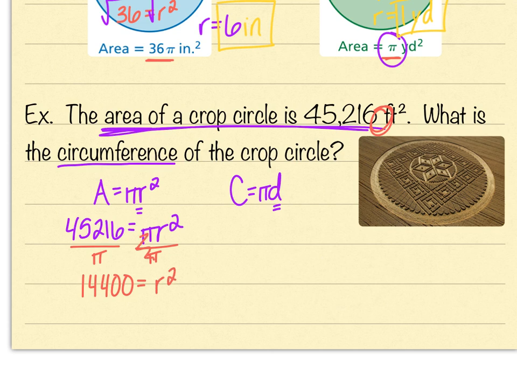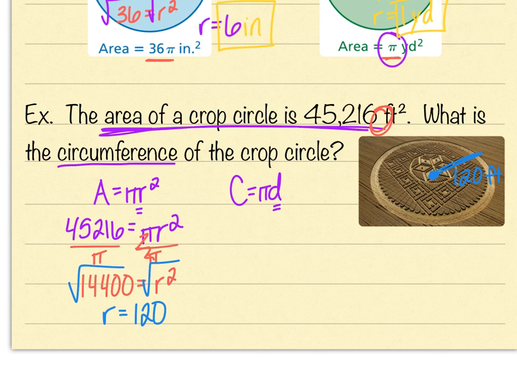And then now I'm going to square root both sides. And so when you square root both sides, 14,400 is actually a perfect square. We get 120 for the radius of that crop circle. So the radius is 120, and that would be feet.